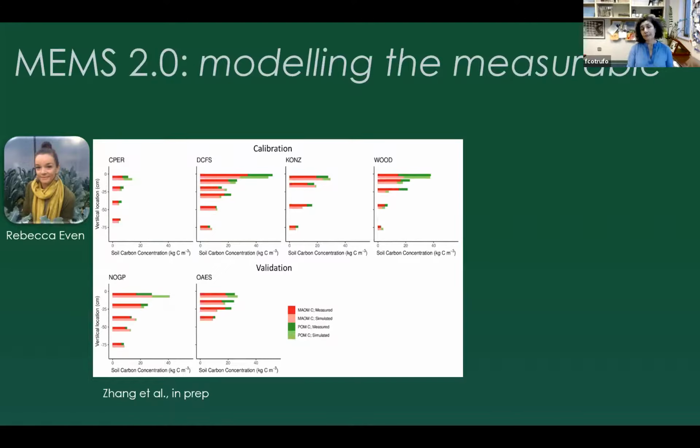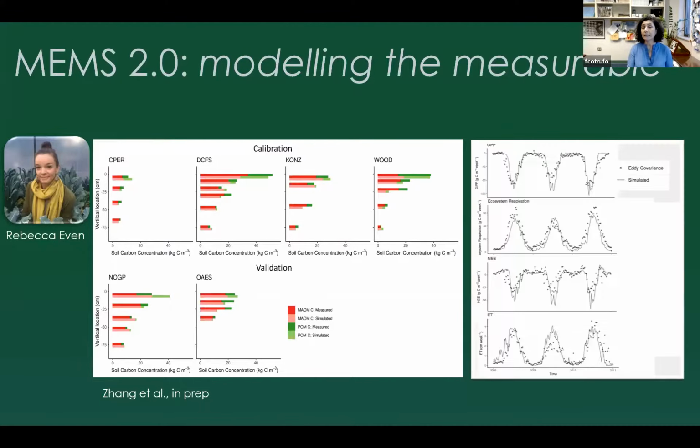And the other nice thing about this model is that it can also be validated with flux data. In systems that have eddy covariance or measure ET, we can also validate the model at a shorter, or continuous, time scale with those data. And so again, now we have a lot of work to do with this model.